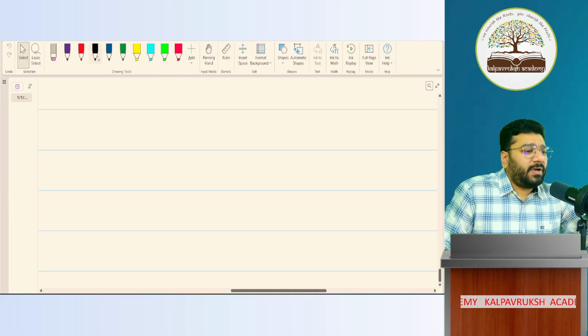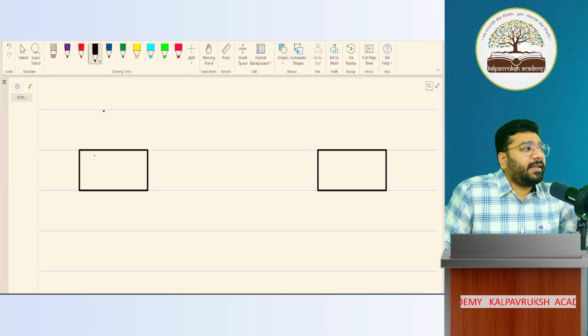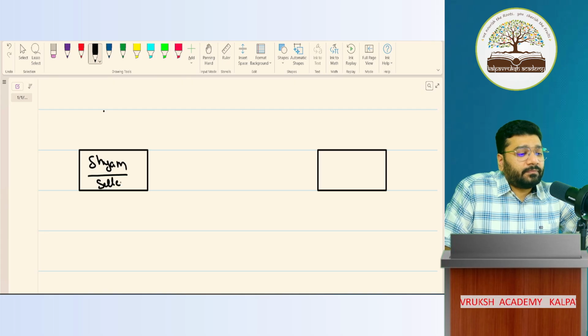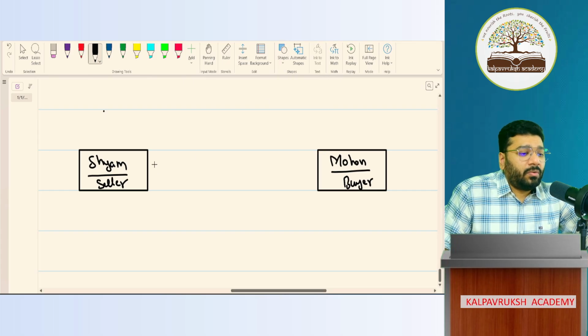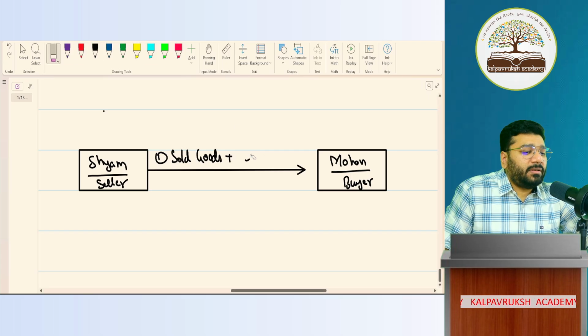Fast, people. Let's draw. Fast. Tell me, people. Who's the seller? Sham. Who's the buyer? Mohan. What is Sham doing? He will send the goods, meaning sold goods. Along with this, he gave an invoice and a bill of exchange. Invoice plus bill of exchange.